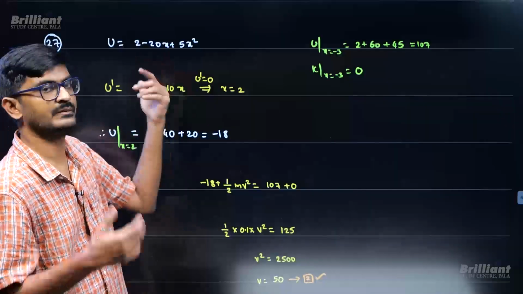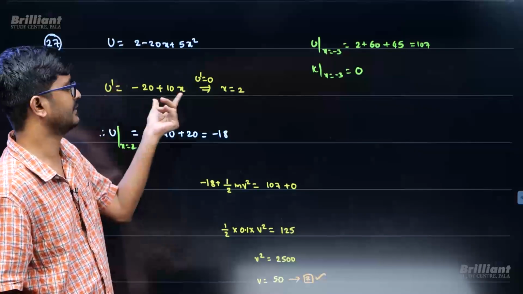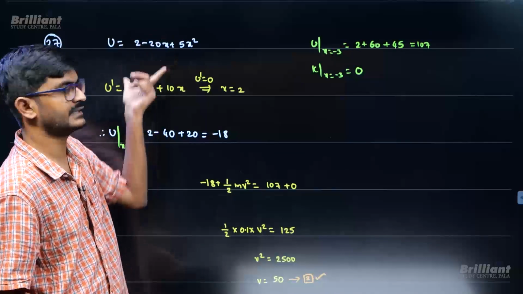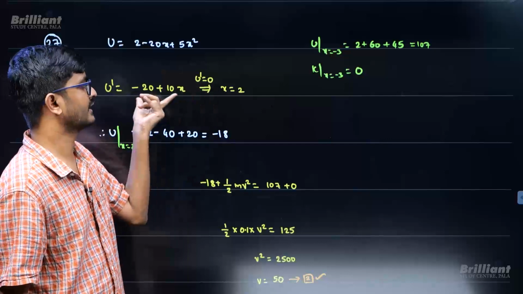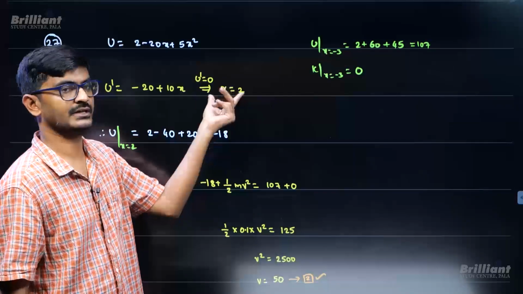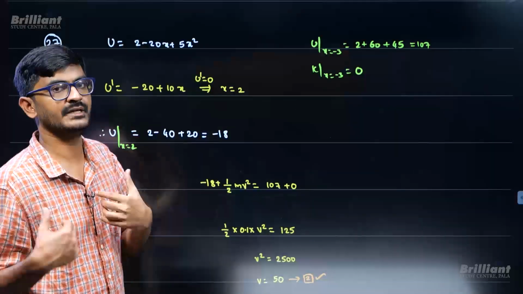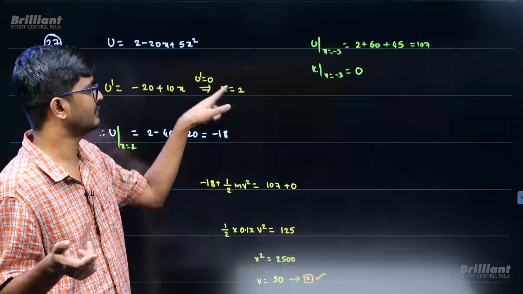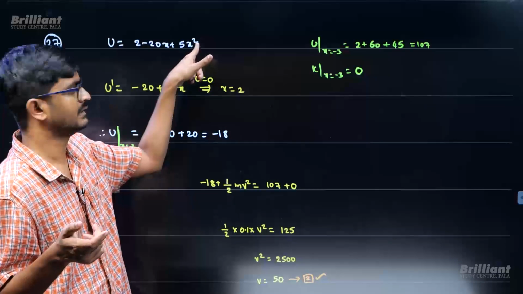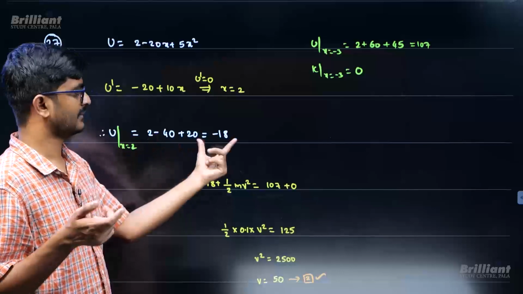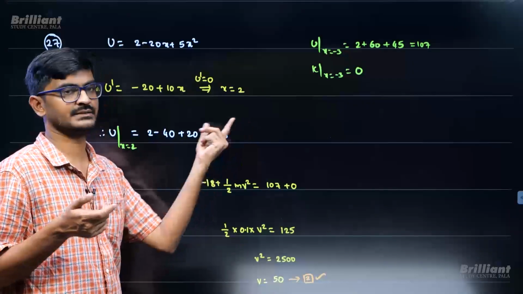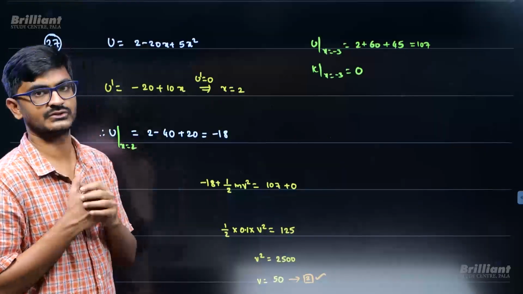If I want to find where minimum potential energy will be, I have to differentiate it and make it equal to 0. I have differentiated it, I made it equal to 0, then I got x equals to 2. So at x equals to 2, potential energy will be minimum. If I want to find that minimum value, I need to substitute x equals to 2 back. When I substituted, I got -18. So the minimum potential energy is -18, which happens at x equals to 2.